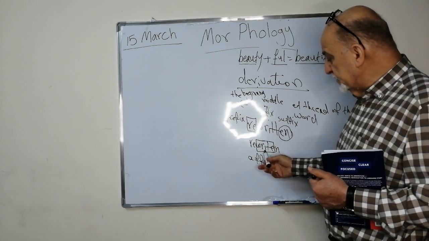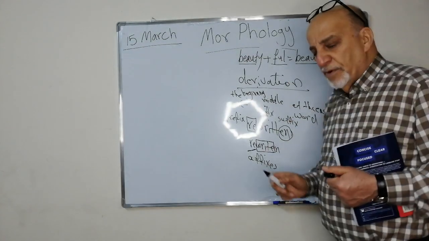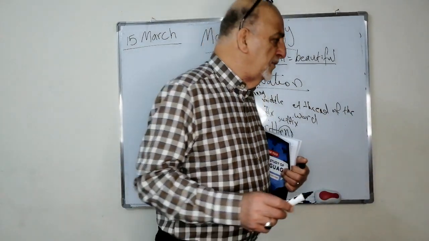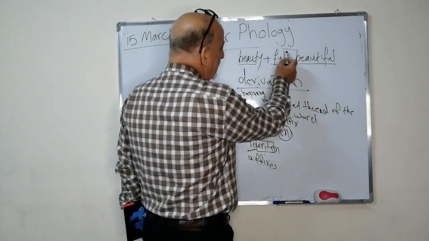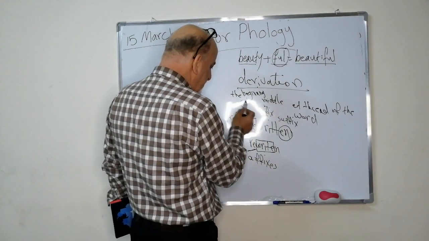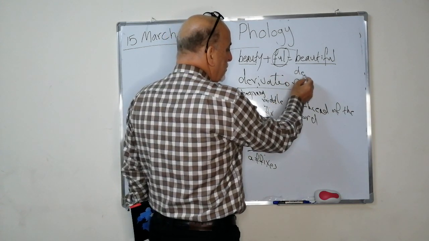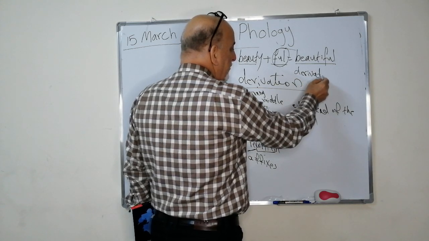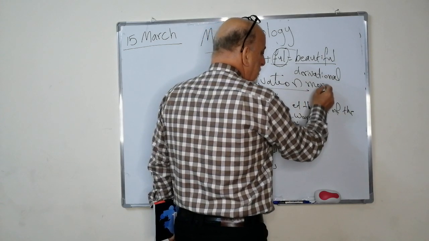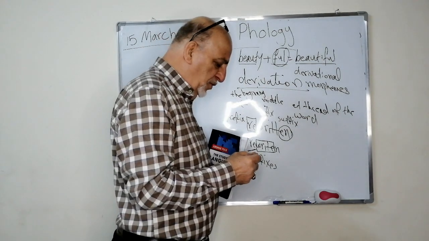Write, rewrite. So this is here. Now, what is the point here? These we call bits or prefixes. These we call derivational morphemes. Why are they called derivational?